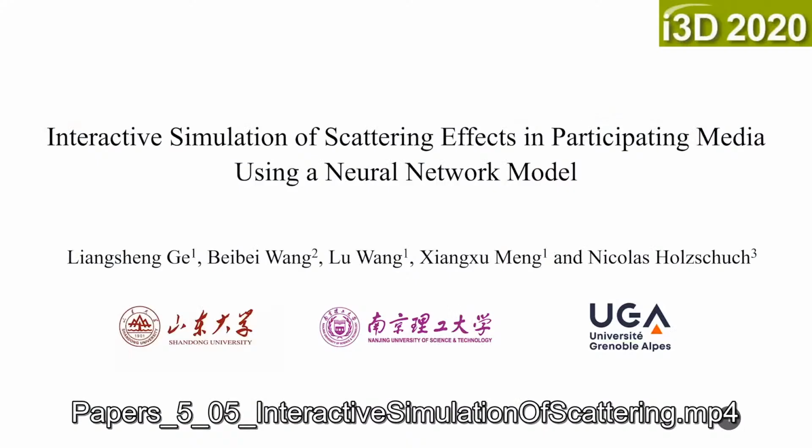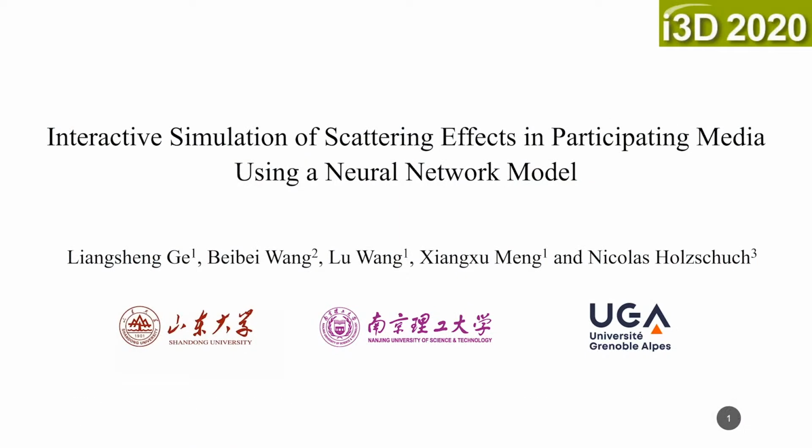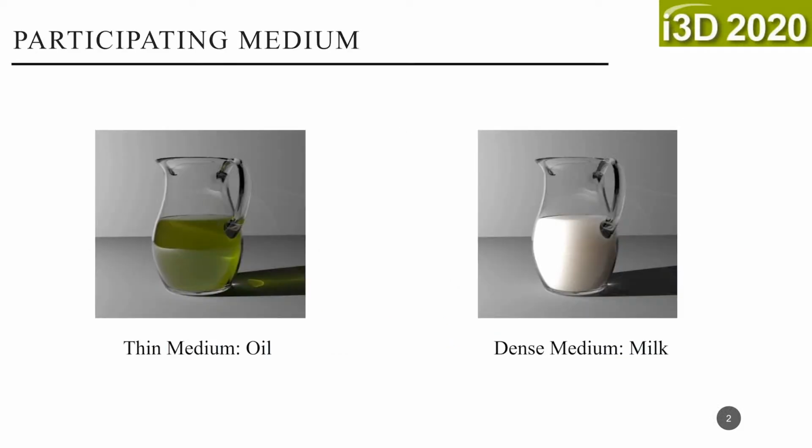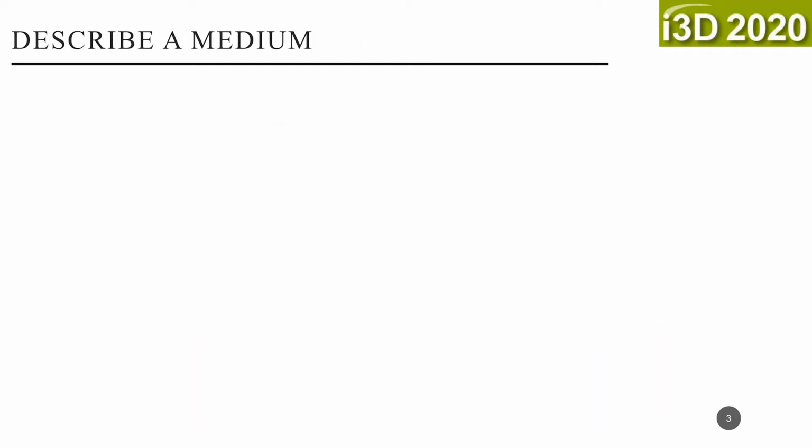Hello everyone, welcome to our talk about interactive simulation of scattering effect in participating media using a neural network model. Here we have two mediums, oil and milk. For the participating medium, the lights emitted from light source enter into medium and scatter many times before leaving the volume. We have different medium here, so how do we describe them?